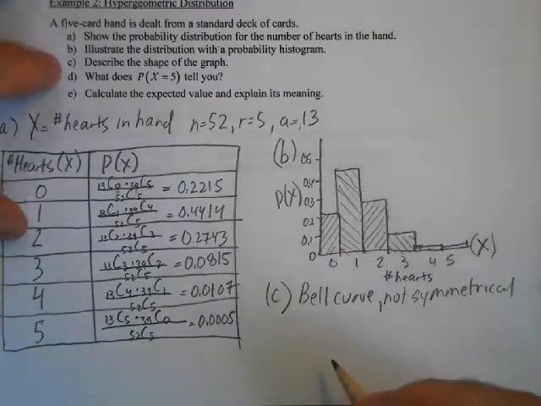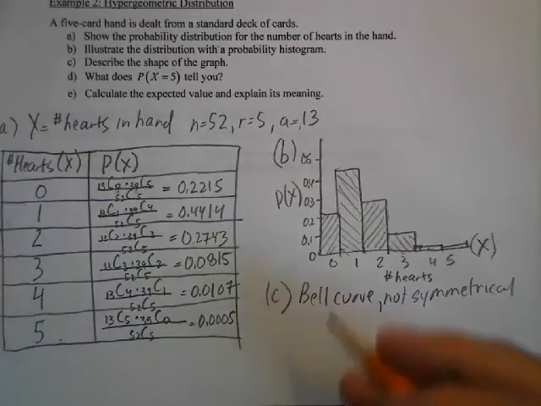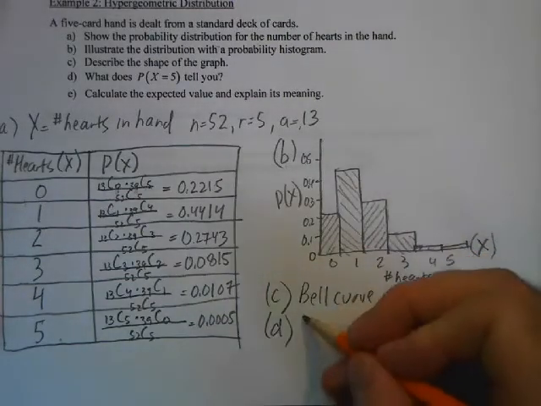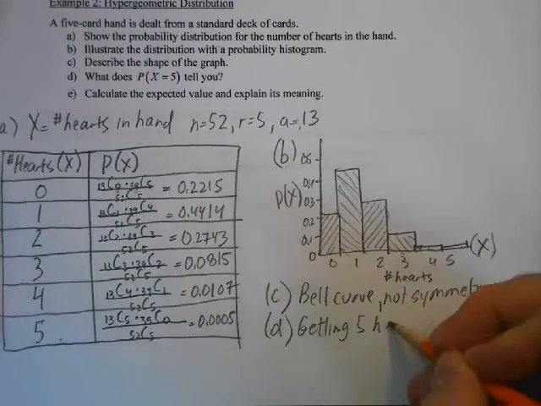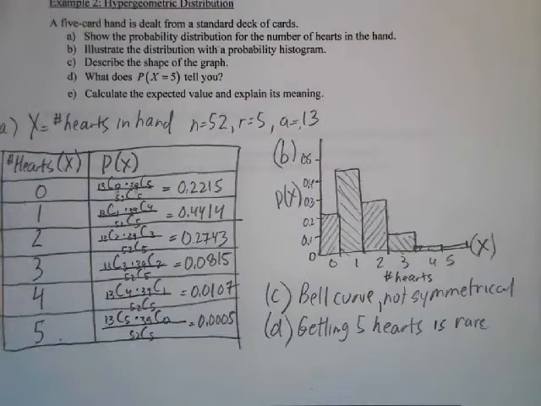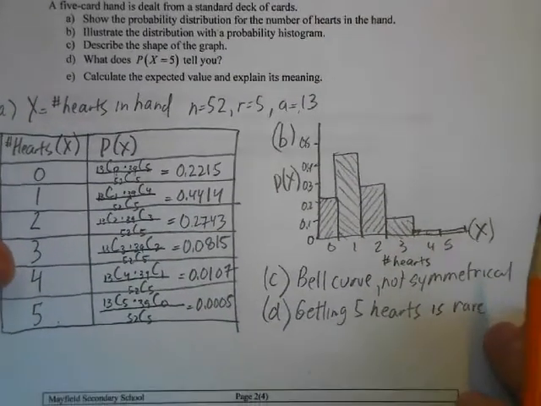Okay, and then part D, what does the probability of x equal 5 tell you? Well, x equal 5 means that all 5 cards were hearts, and we kind of mentioned that as we did it. That's an extremely low probability. The fact that P of x equals 5 is 0.0005 tells you that getting 5 hearts is very rare. And in previous examples, we know that getting all 5 cards of one suit is called a flush, and we already looked at the probability of getting a flush in a previous lesson, but not calling it the hypergeometric distribution, but it really was. We just didn't know it then.